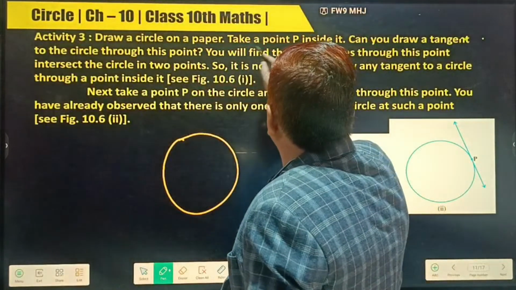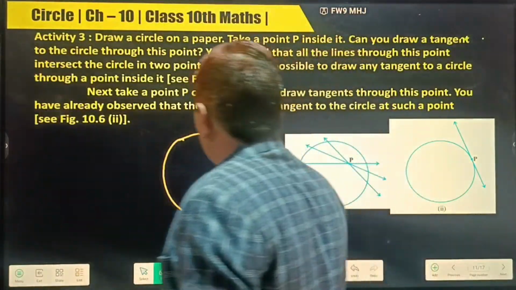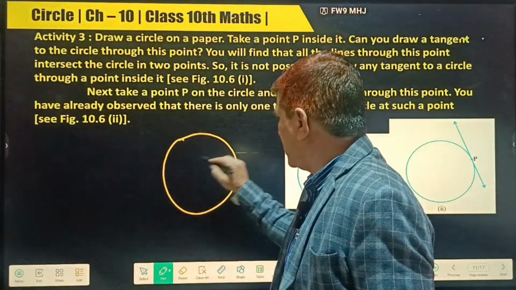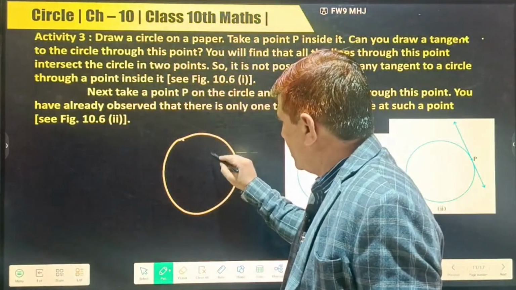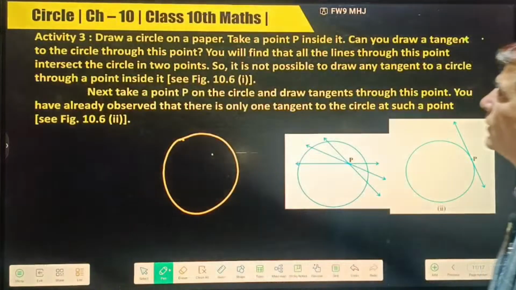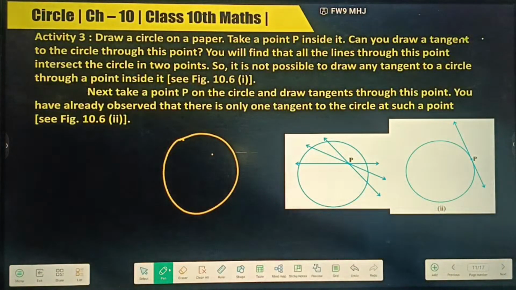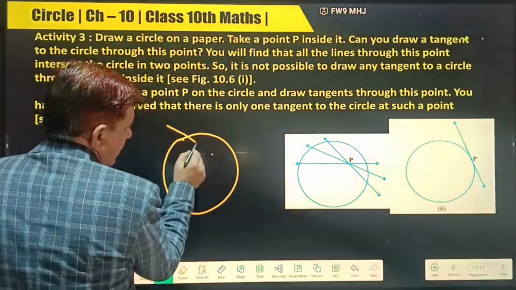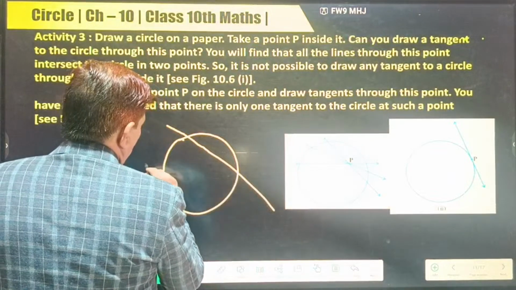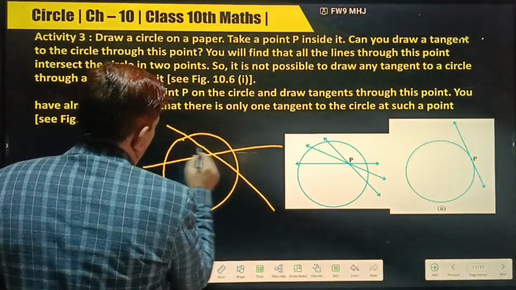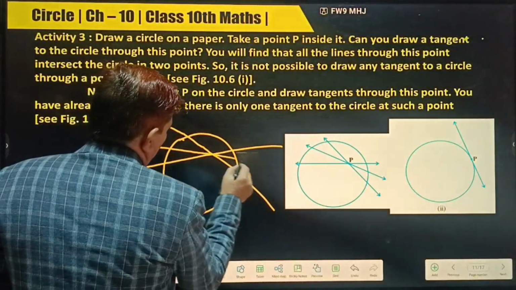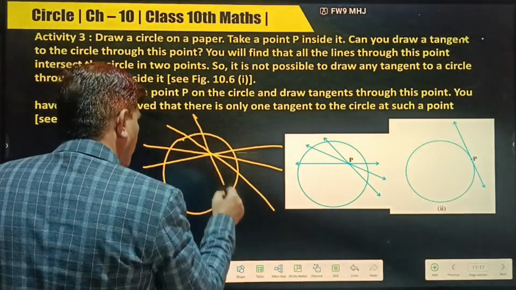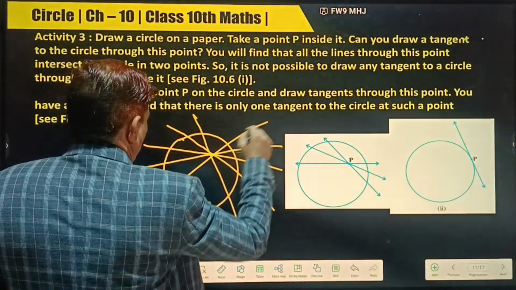So first, given, take a point P inside it. So we can take the point P anywhere inside this circle. Here I have taken. You will find that all the lines through this point, we will draw lines passing through this point. So like this we can draw, another we can draw. How many lines can we draw in this way? Infinite number of lines we can draw from this point.